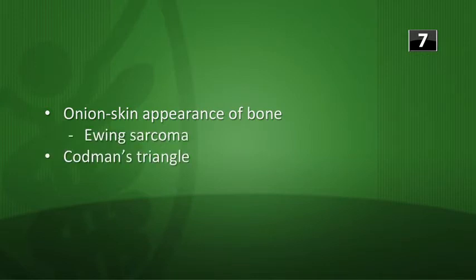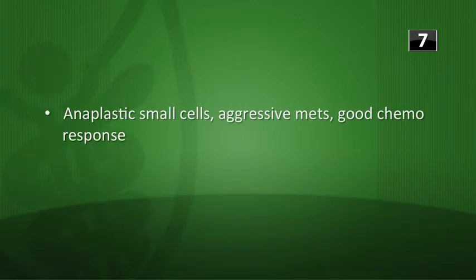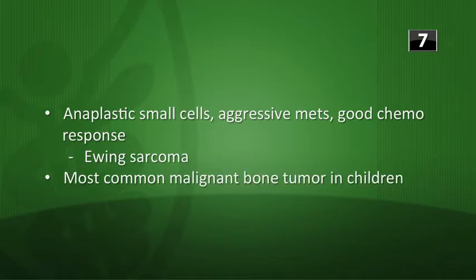Codman's triangle is seen on X-ray in patients with an osteosarcoma. It may arise from osteochondroma or appear as a primary tumor is a chondrosarcoma. Anaplastic small cells, aggressive mets, and good chemo response, that's Ewing sarcoma again. And then the most common malignant bone tumor in children is osteosarcoma.